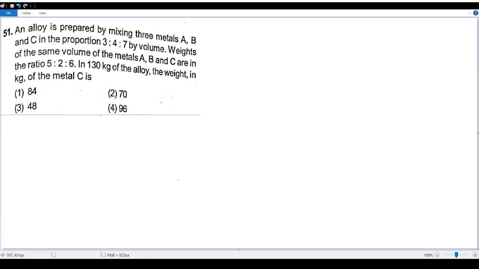So, three metals are there. Their volumetric ratio is given, 3 is to 4 is to 7 by volume. And weights of the same volume of the metals A, B, C are in the ratio 5 is to 2 is to 6. In 130 kg of the alloy, what is the weight in kg of the metal C? Okay, so their volume ratio is 3 is to 4 is to 7. Their mass ratio is 5 is to 2 is to 6.